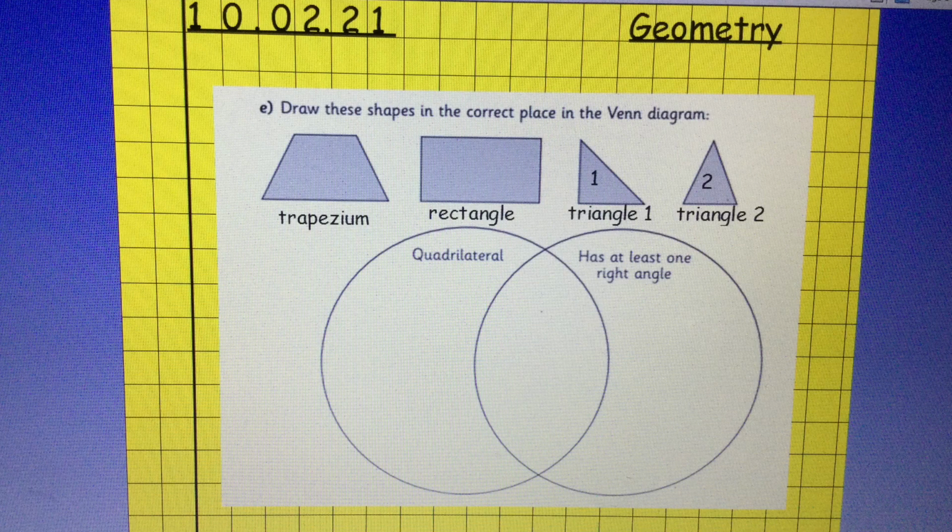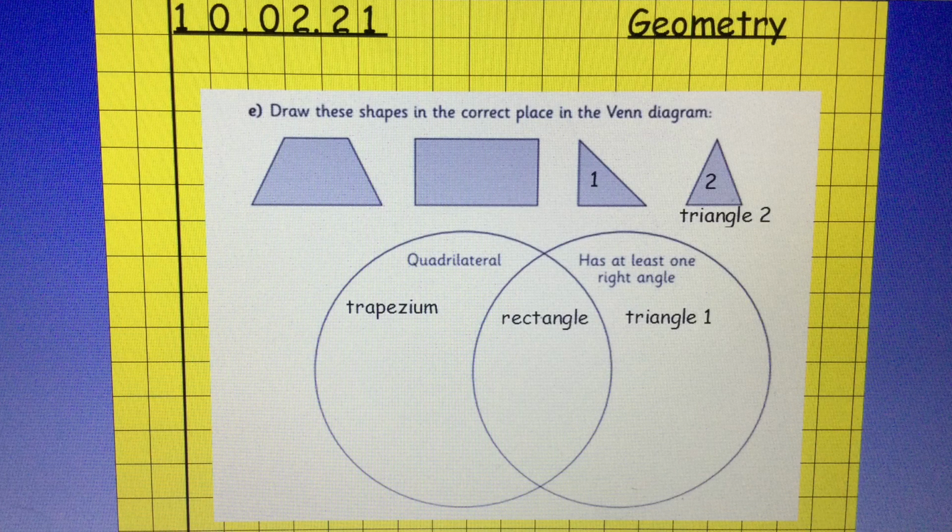For your geometry challenge, you need to put these 4 shapes into the Venn diagram below. You need to decide if any of these shapes are a quadrilateral or if they have at least one right angle. Some of these shapes might have both, some of them might have none at all. Pause the video now and have a think.